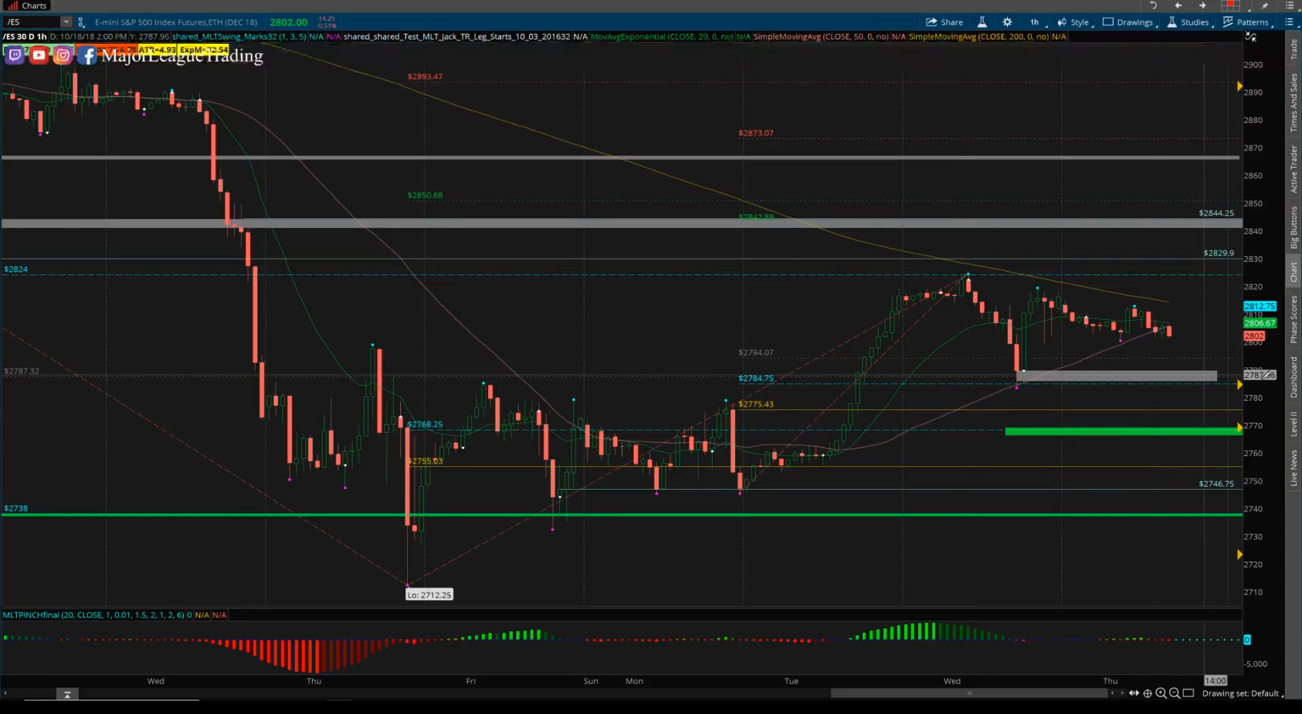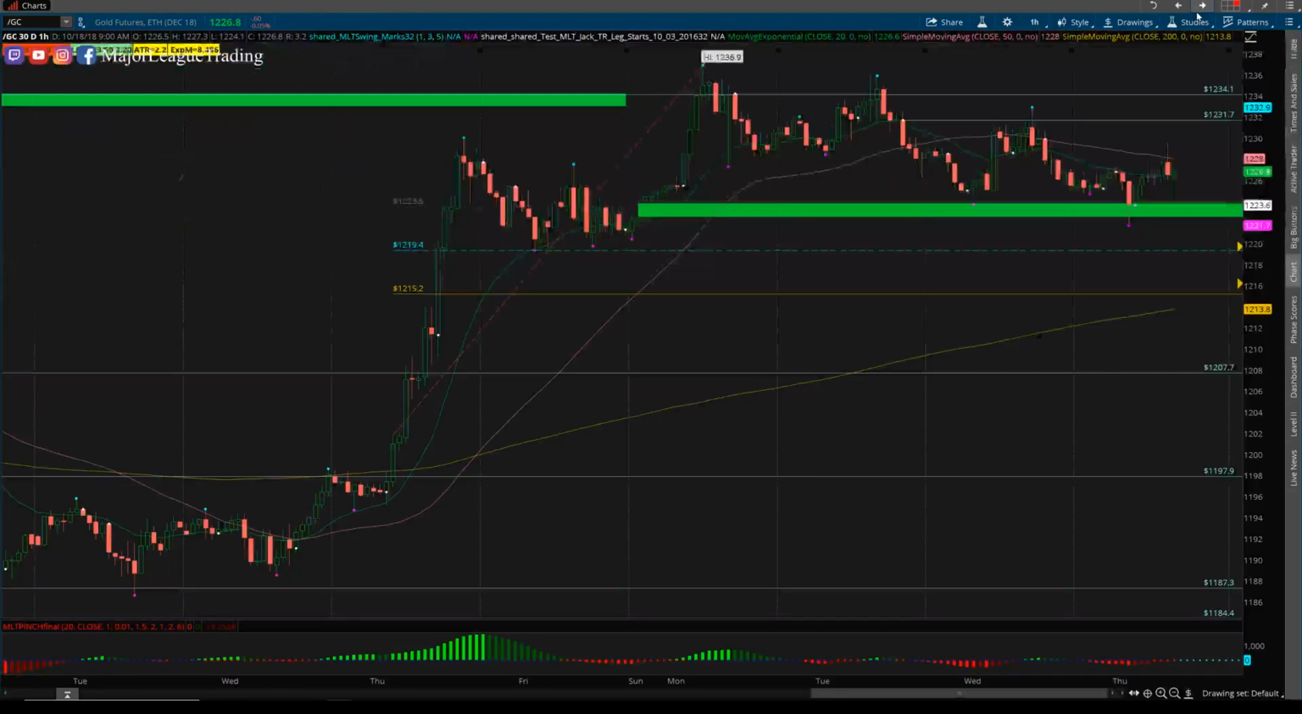So if I do end up getting long the lower end of the range, I will most definitely not be looking for a breakout there. Just be looking for more of a range trade. If we break out, fine. I don't care. I'm not going to miss it.